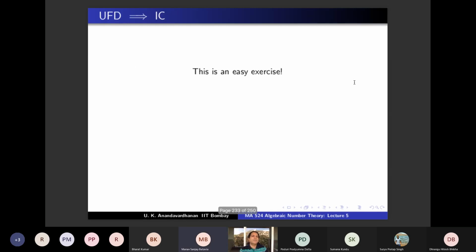Okay, now let me leave an exercise. So the exercise is this title. Can you just expand this title? What is UFD? Unique factorization domain. And what is IC? Integrally closed. So what is the result? A unique factorization domain is automatically integrally closed. It's a very easy exercise.